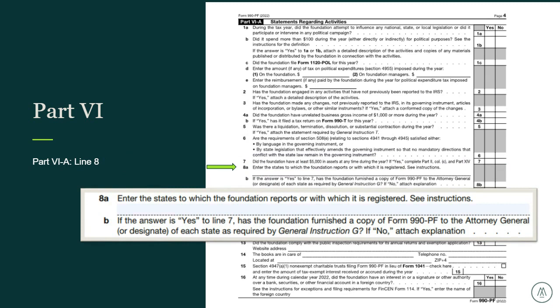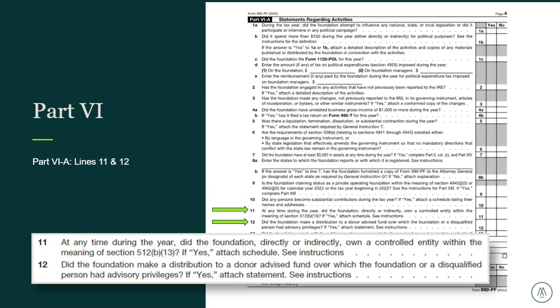And then one of the other questions on this part is to enter the states to which the foundation reports or is registered, and whether they provide a copy of their Form 990-PF to the Attorney General or a designee. So this is where you would indicate the state that the organization is registered in. Sometimes a no answer is fine, as some Attorney General or designees don't require copies of 990-PF. So just make sure to attach an explanation if there is a no answer to this particular question.